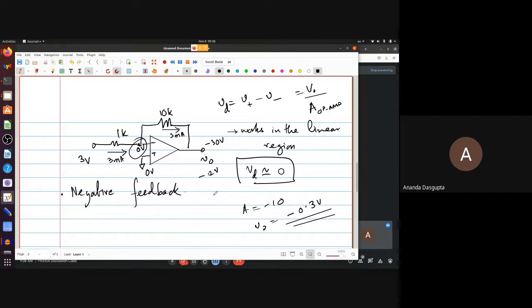So how do you resolve the contradiction? The contradiction can be resolved only by saying your initial assumption was wrong. Your 0 volt assumption here, that fails. By the way, can you now tell me what the actual current through the 1K resistance is? It can't be 3 milliamperes. 3 milliamperes would be a disaster. It would give you a minus 30 volts output. How much is the actual current, assuming that the saturation voltage is minus 12 volts?